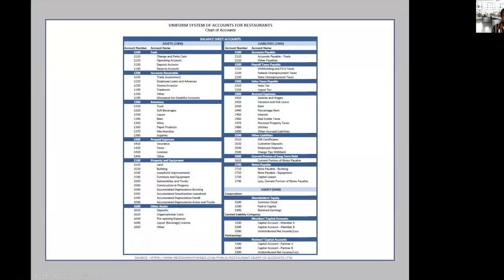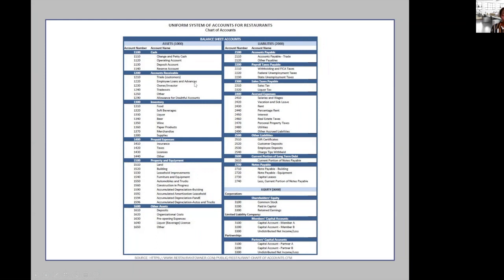So I wanted to go through, well, this is just an example of a uniform system of accounts for restaurants. And this account number thing only matters if you're doing your accounting manually. It's helpful to be able to assign your chart of accounts numbers. Most online software and tools will do that for you, so you don't have to, but you do have to make sure that you are adding in, especially in QuickBooks, the right accounts, and maybe even renaming them accordingly.